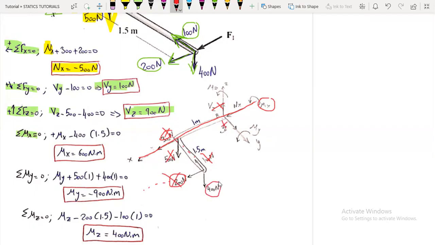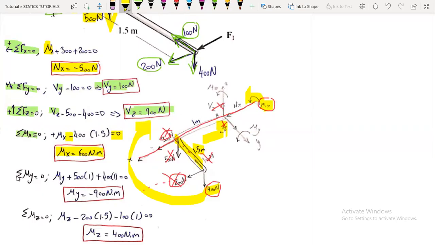Applying the right hand rule, here is our distance, which is 1.5 meters, and here is our force. So the moment about the x-axis will be 400 multiplied by the distance, 1.5. Applying your right hand rule, with your four fingers in the direction of the rotation, you'll find the thumb is in the negative x direction, so minus here. Equals 0, we'll get the value of Mx to be 600 newton meters. So our assumption of the direction here is correct.